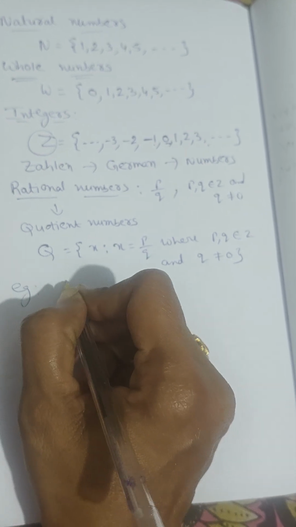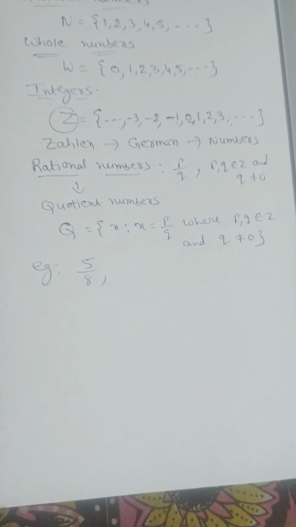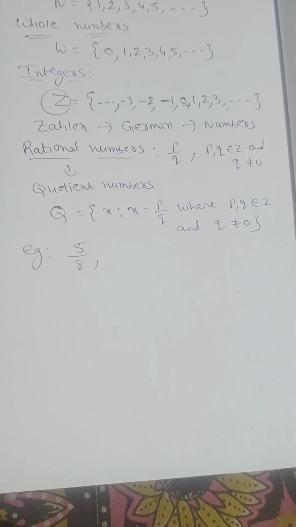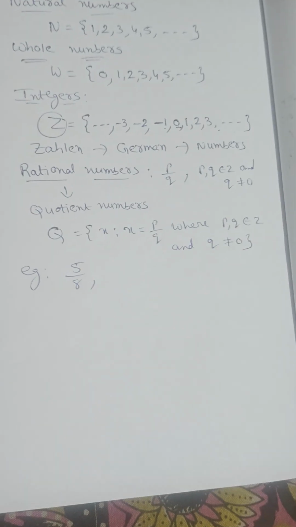Okay. So here an example of a rational number is 5 by 8. Is it a rational number? Yes, 5 by 8. It is in the form of p by q.